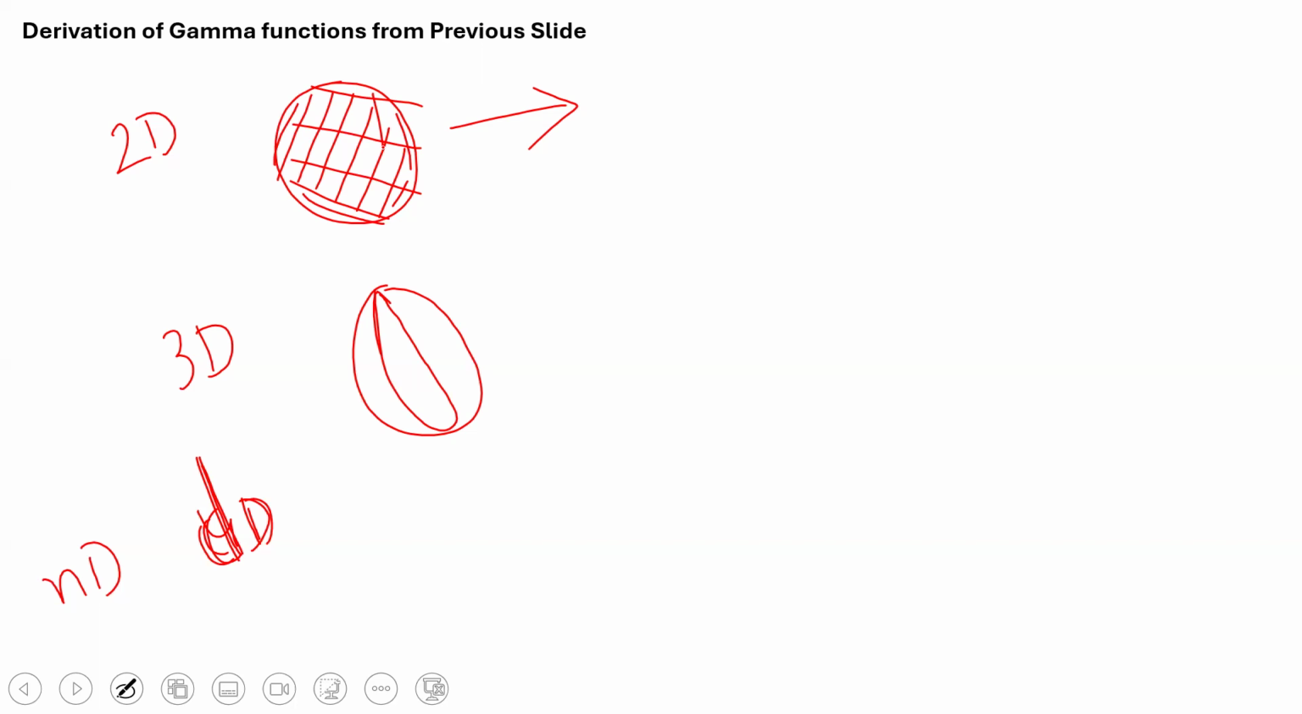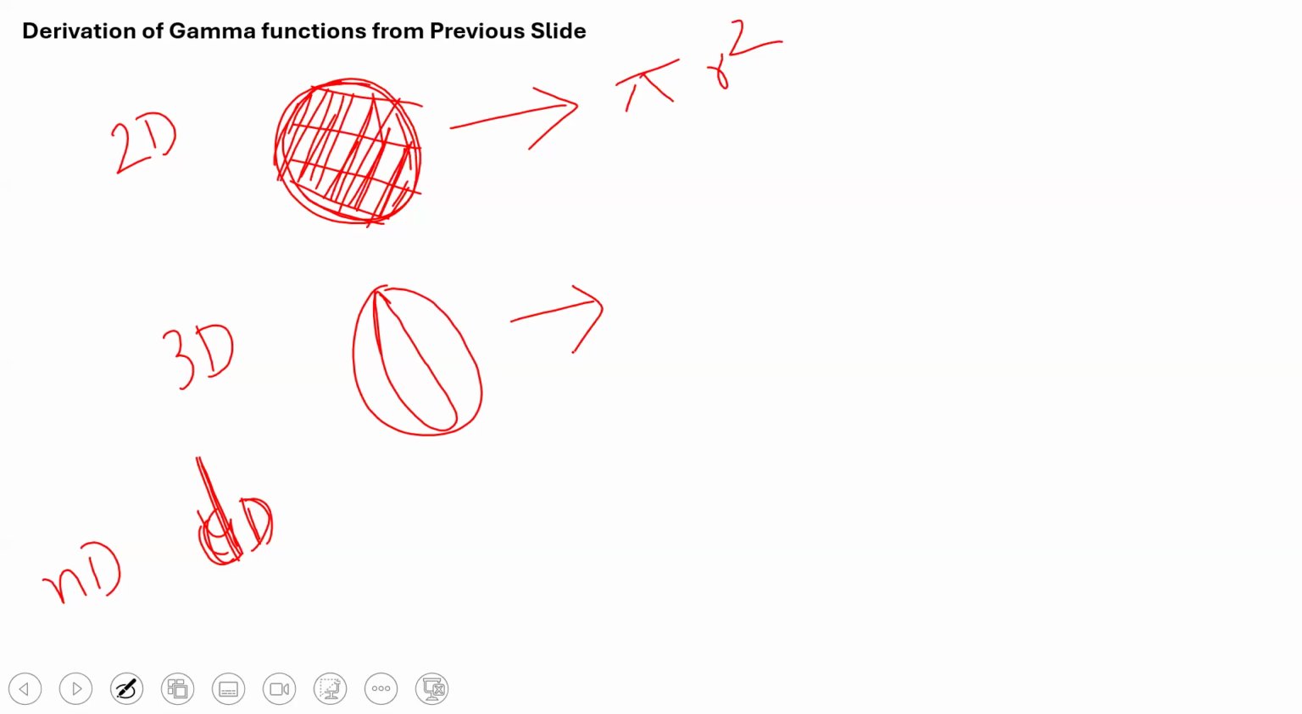This is a circle, and we are talking about the inscribed ball, the area inside this. So that becomes the area of a circle. What is the formula of area? Pi r square. Pi r square. What is the volume of a cube? I mean sphere. Volume of the sphere.